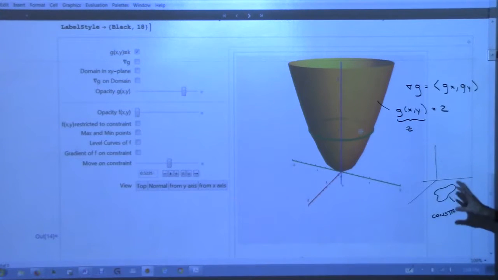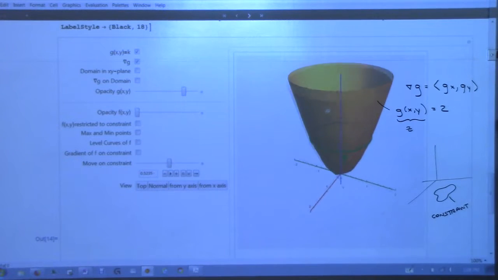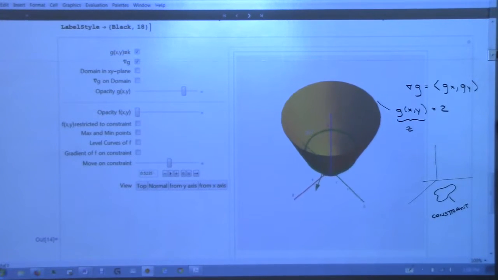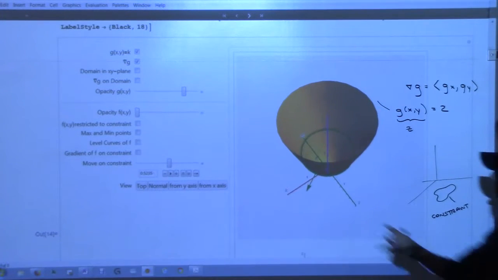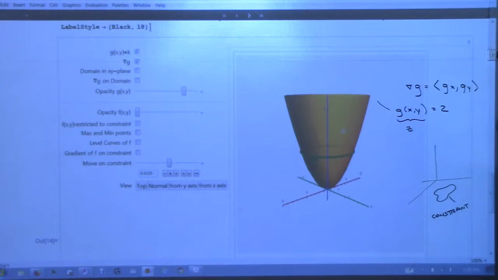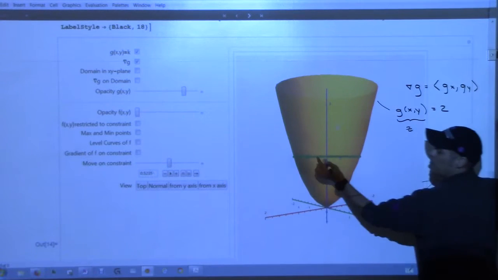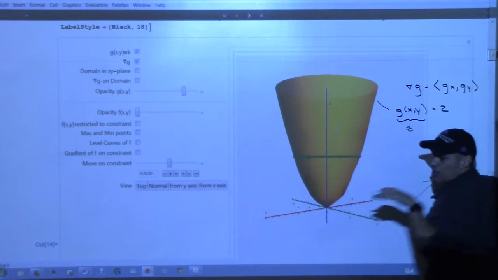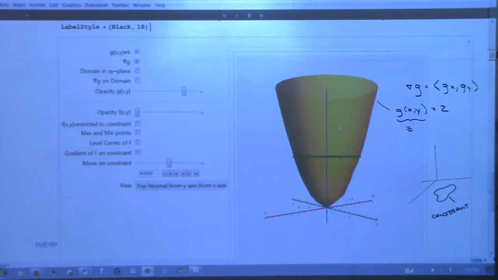What I'm having the computer do right now is calculate the gradient vector for that surface. So I'm going to come up from the top here and take a look down. Can you all see that vector right there? You all see that green vector? It's two-dimensional, so it doesn't have a z component. If I look at it straight from the side, you can tell it doesn't point up or down. It's just pointing straight out, and that's the gradient of g.